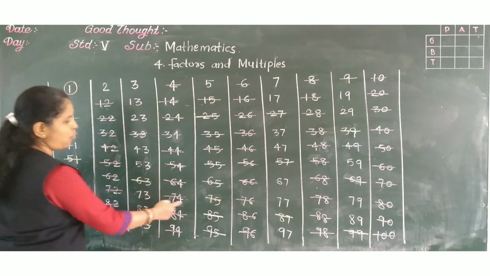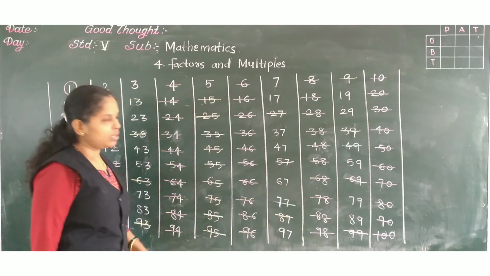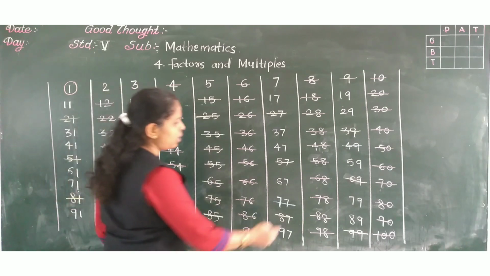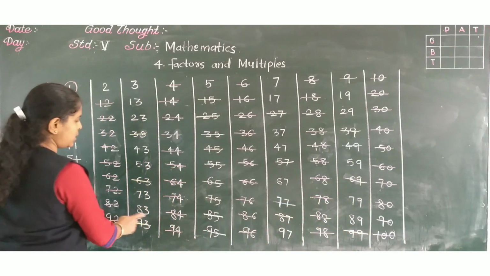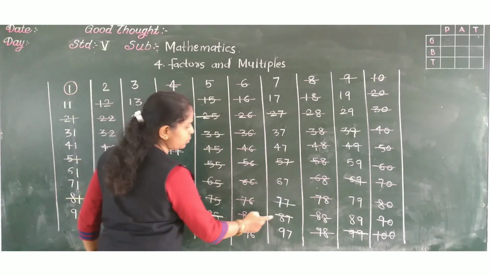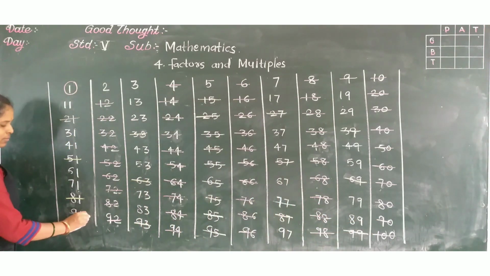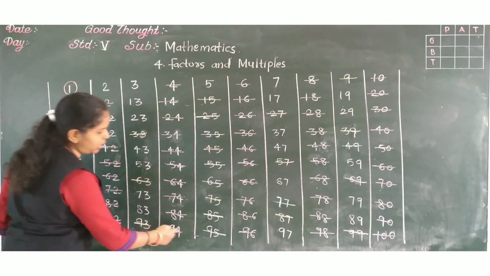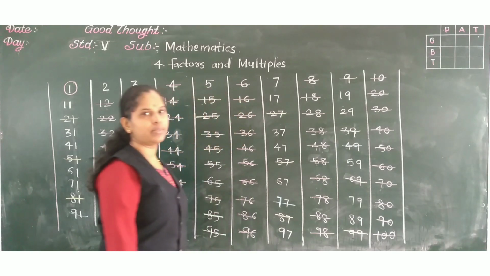1, 2, 3, 4, 5, 6, 7. See, 77 is also divisible by 7. Then 1, 2, 3, 4, 5, 6, 7. Crossed. 1, 2, 3, 4, 5, 6, 7. See here, 91. Cross. 1, 2, 3, 4, 5, 6, 7. Already crossed. Over.